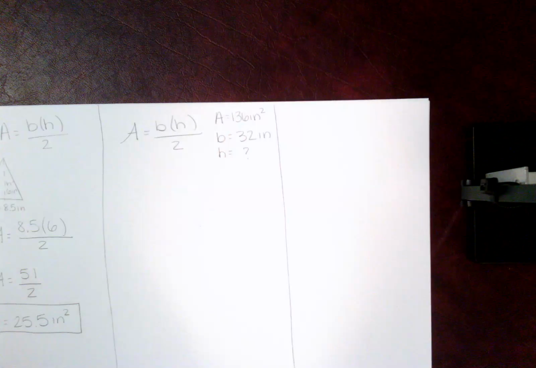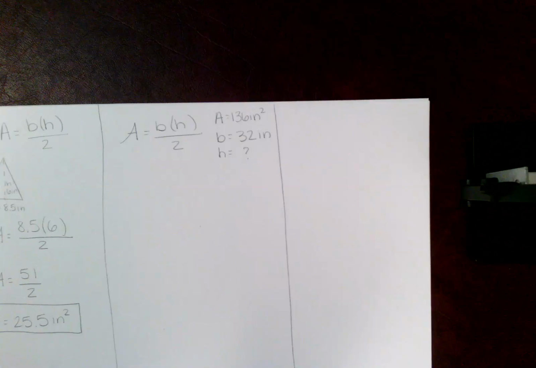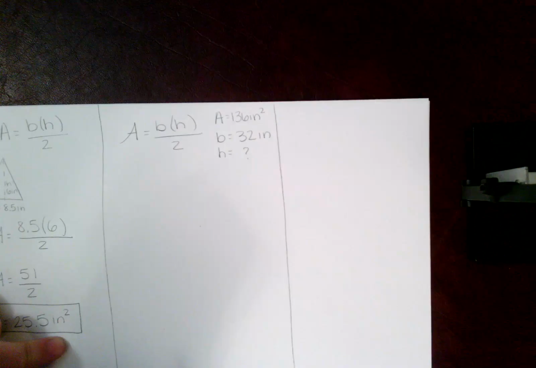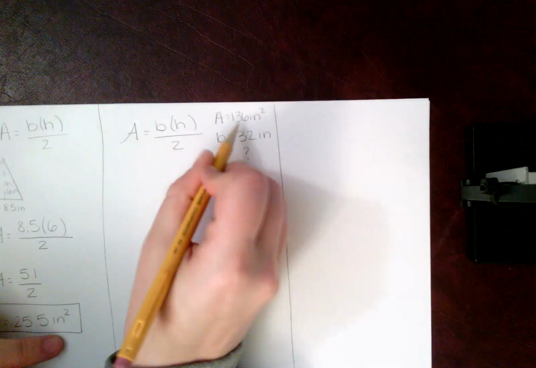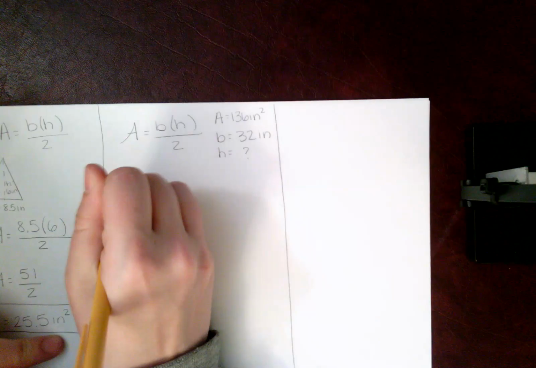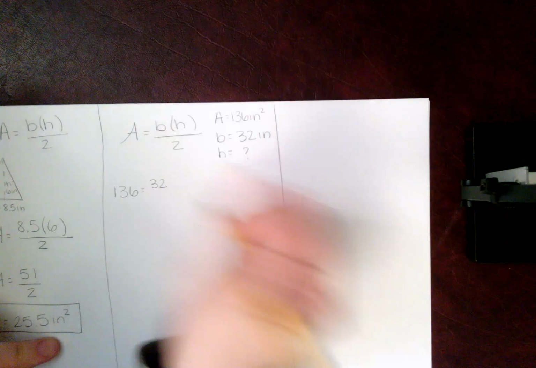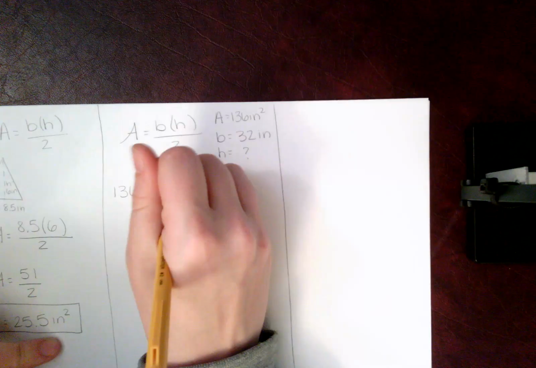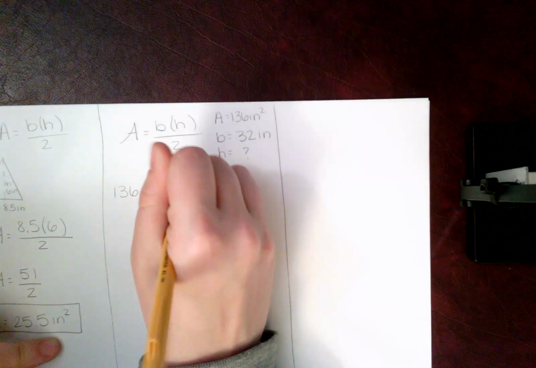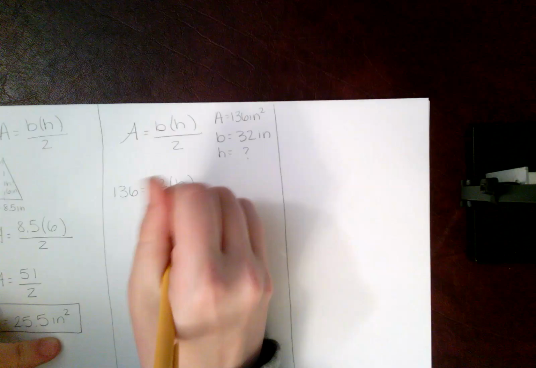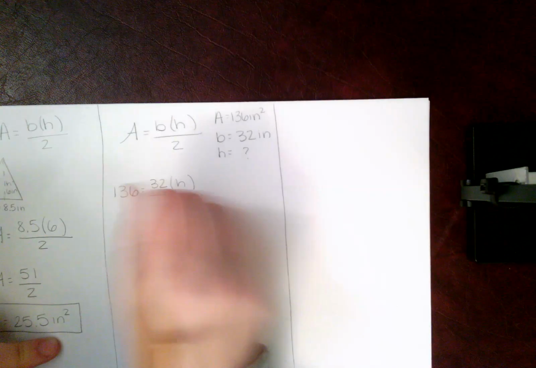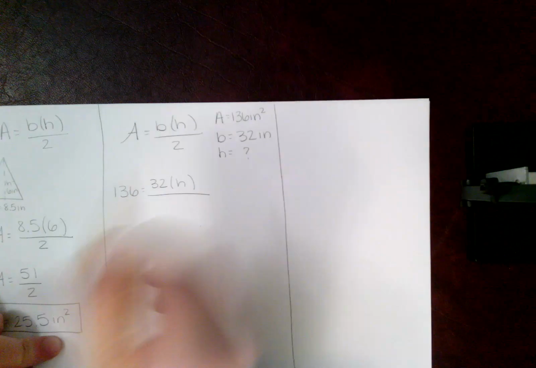So we write our formula and we plug in what we know. So 136 is our area. Our base is 32 times our height, which we don't know. It's okay. We're just going to write H for height. You could write X if you choose. And we're going to divide that by 2.